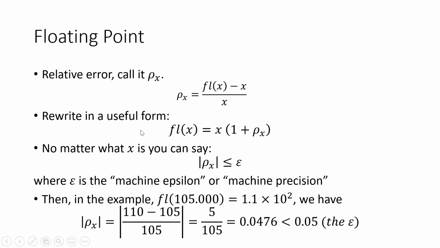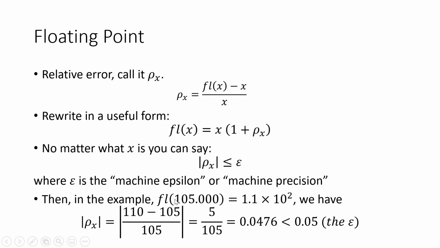I like to rewrite it sometimes in this useful form where the floating point of the x value is going to be equal to x times quantity 1 plus rho x. So sometimes that's useful. No matter what x is, you can say that the absolute value of rho x is going to be less than or equal to machine epsilon. So that's going to be a first view that we take.